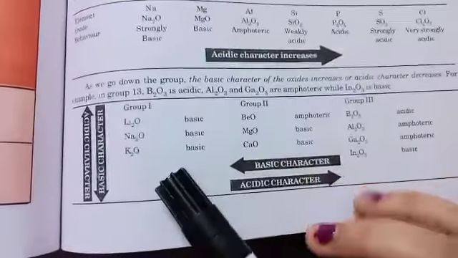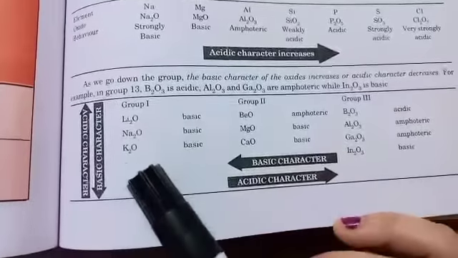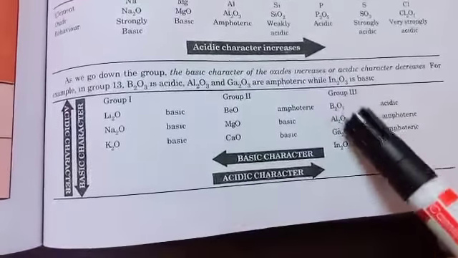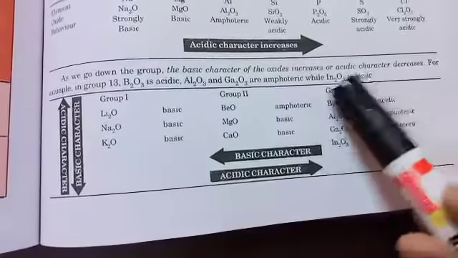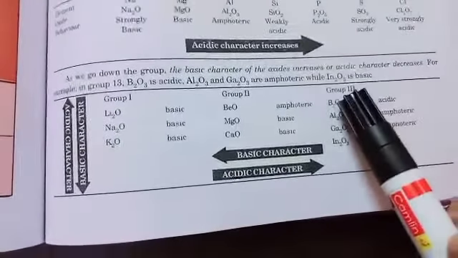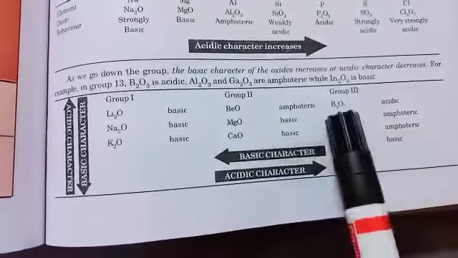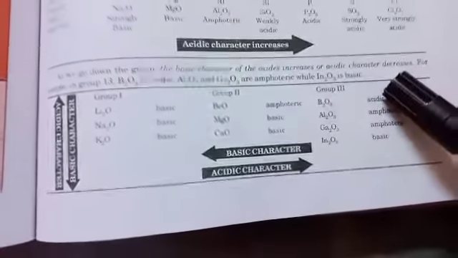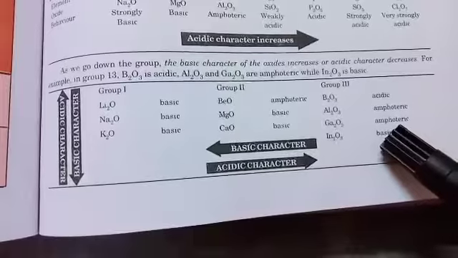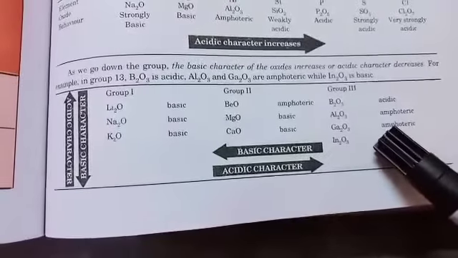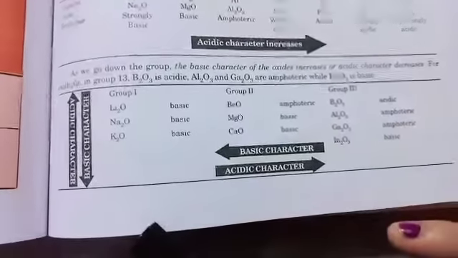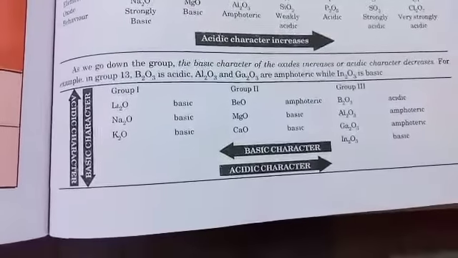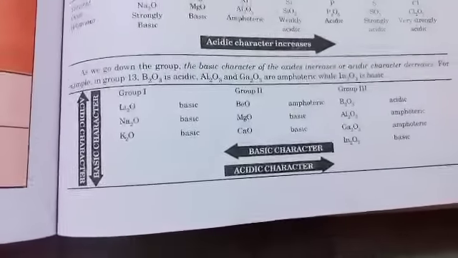Now down the group, just see, it is lithium oxide, sodium oxide, potassium oxide, like this, but you can understand this better with the 13th group; group 3 is written, it's the 13th group. Now just see, that is boron oxide, then aluminium oxide, gallium oxide. Starting acidic, then amphoteric, and then basic, it shows that down the group basic character increases and acidic character decreases. You know, because down the group metallic character increases, so obviously metallic oxides are basic in nature.